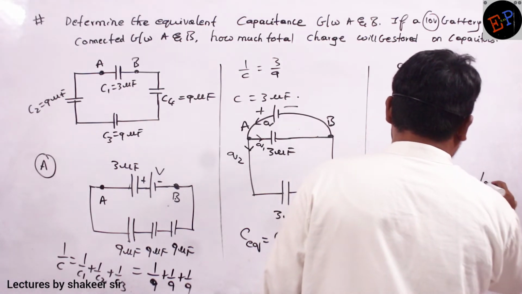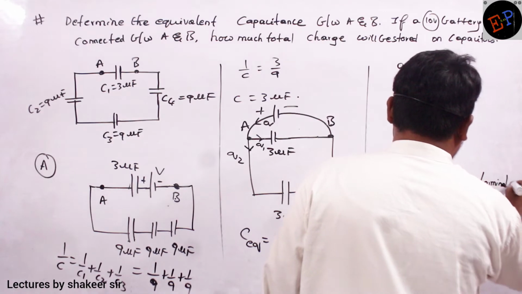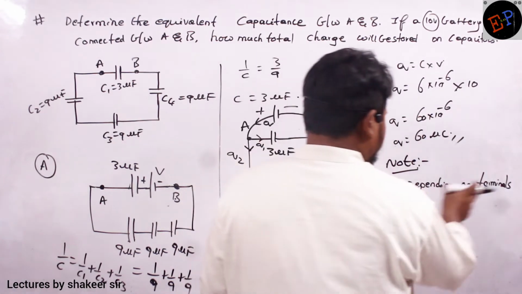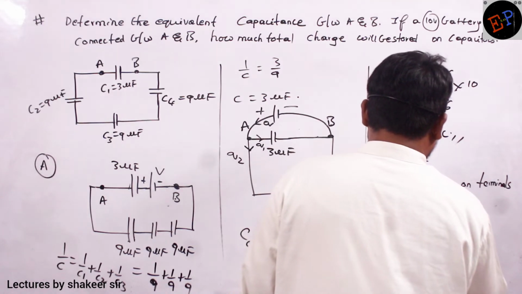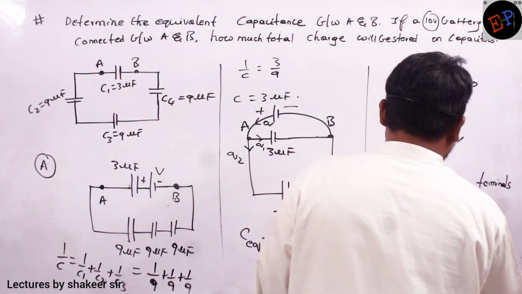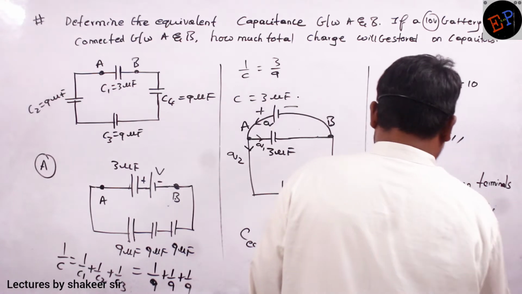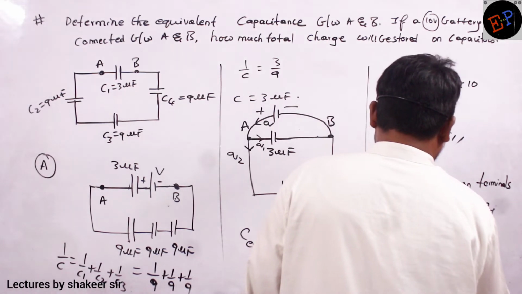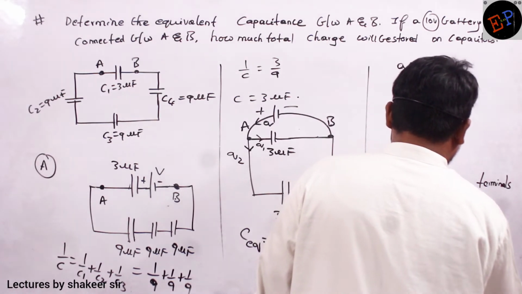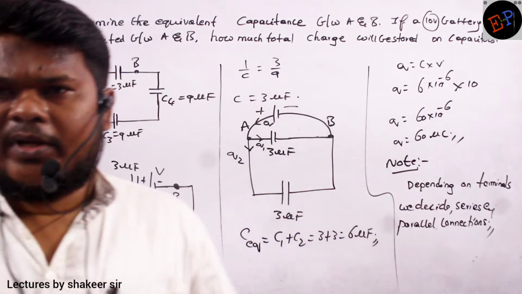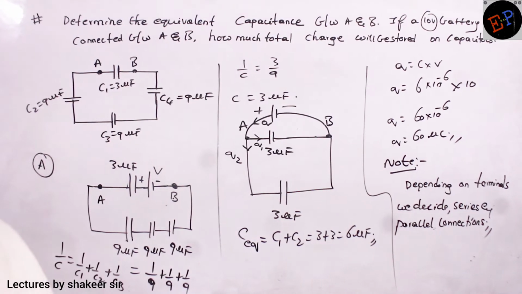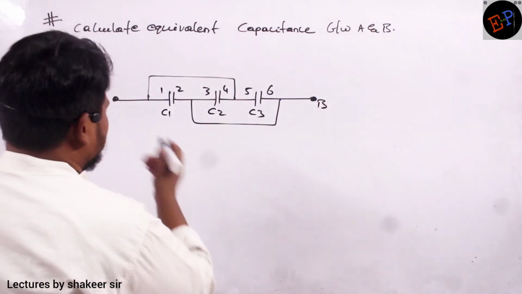On terminals means what? Points which are connected to battery. Depending on terminals, we decide series and parallel connections. Okay, ma? So depending on terminals only, we have to say which one is in series. Same. So this is the given circuit, ma?